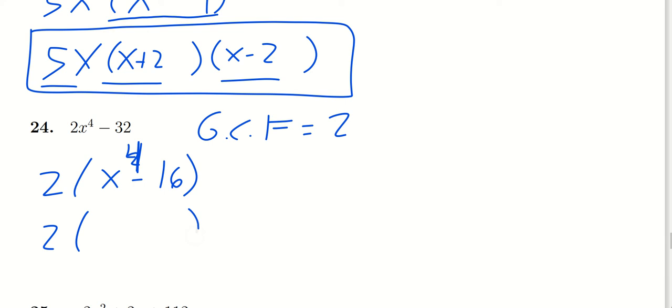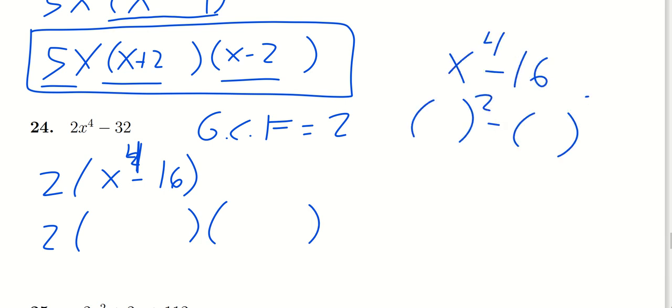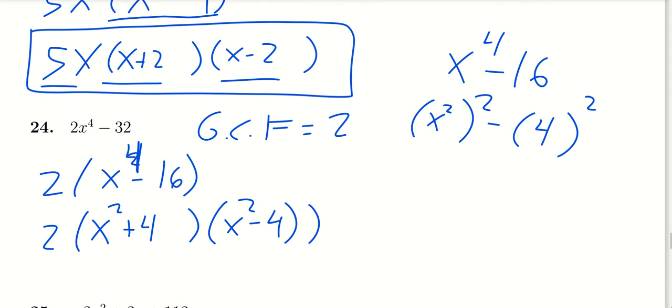And this actually happens to be a difference of squares. If you look at x to the 4th minus 16, you can write that as something squared minus something squared. Namely, x squared squared gives us x to the 4th, and 4 squared gives us 16. So this can be written as x squared plus 4 times x squared minus 4. So far, so good. We have yet another one of these differences of squares that we can break down.